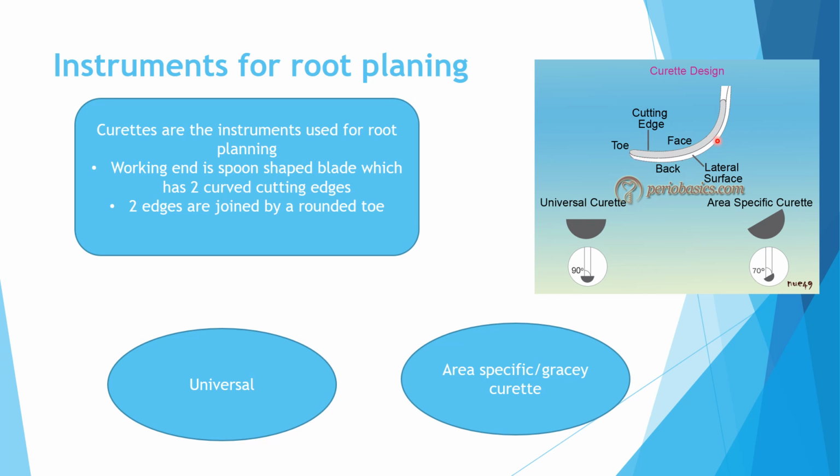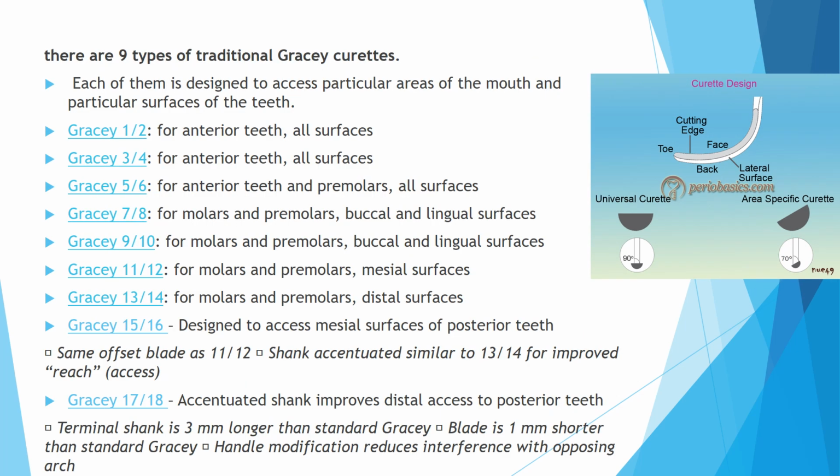There are two types, that is universal curettes and area specific curettes. Under area specific curettes, we have the traditional Gracey curettes: Gracey 1, 2, Gracey 3, 4, Gracey 5, 6, 7, 8, 9, 10. They are specifically known for specific areas, that is 9, 10, 11, 12, 13, 14, and 15, 16. The modification for 11, 12 is 17, 18, and the modification for 13, 14.